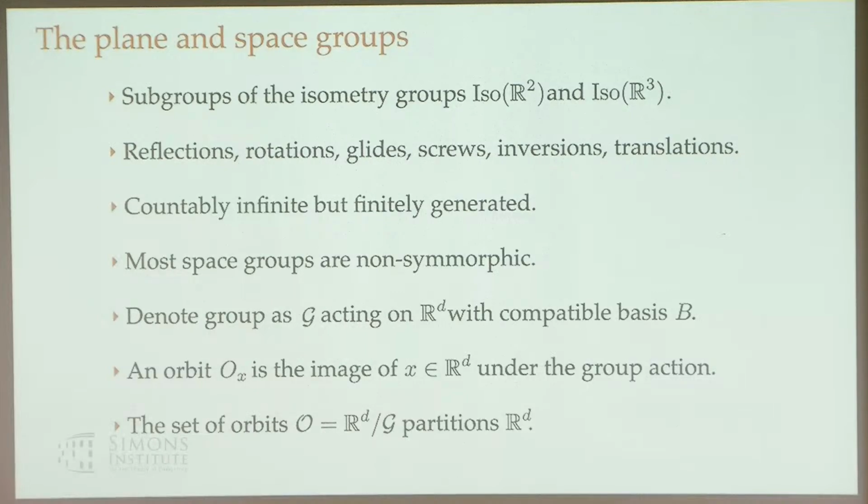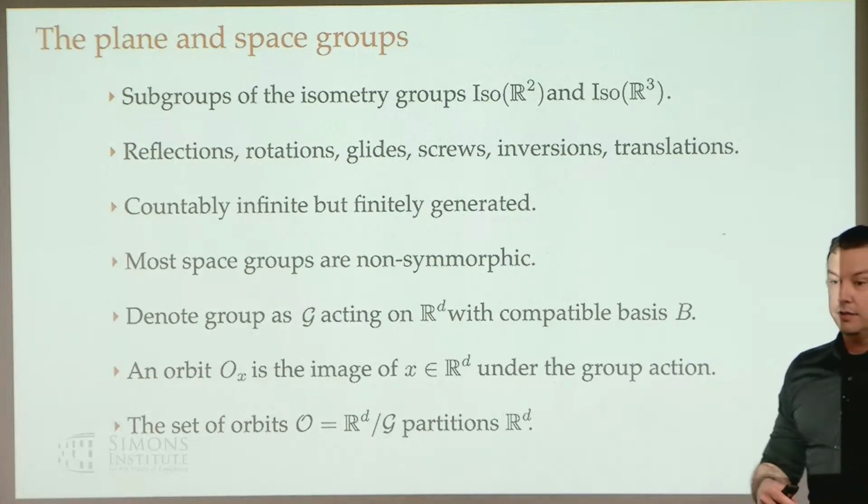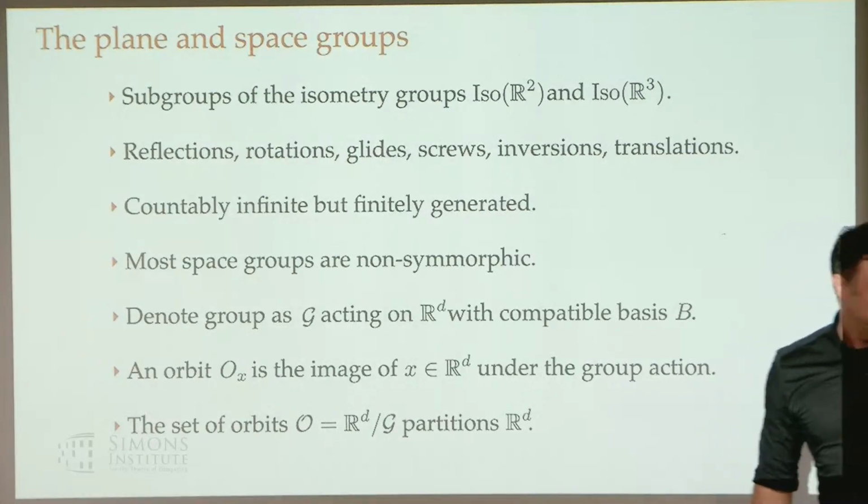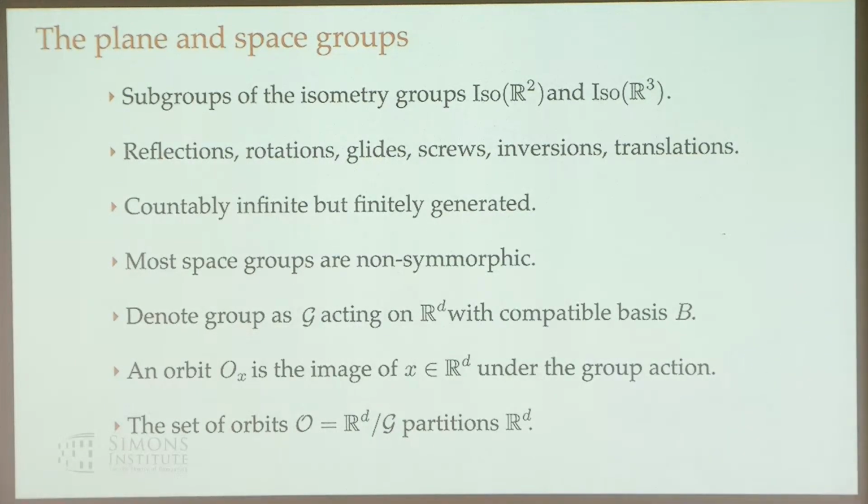Another thing to note is that they are not, in general, simple semi-direct products of the translation group and the associated point group, okay? Some of them are, and those are the symmorphic groups, but most of the space groups are non-symmorphic. So anytime you have something like a glide or a screw, you're not in the point group anymore. So it's not a simple semi-direct product.